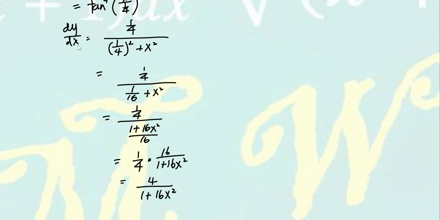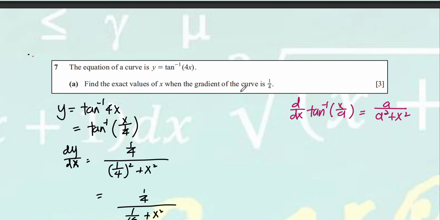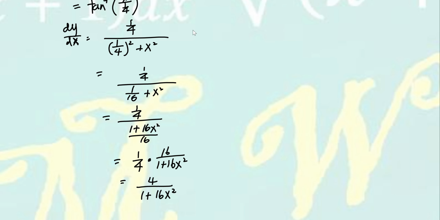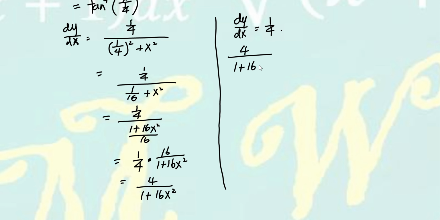And now the question is asking for, find the exact x when the gradient is 1 over 4. So now what I need to do here is dy/dx is 1 over 4. So now I will write 4 over 1 plus 16x squared equals 1 over 4. And now just cross multiply. 4 times 4, 16 equals 1 plus 16x squared.